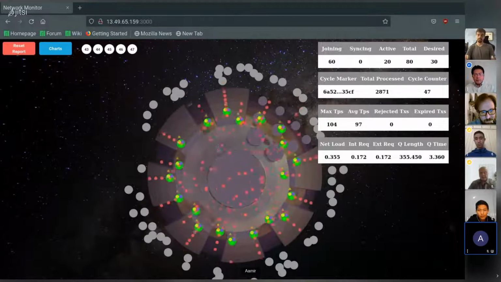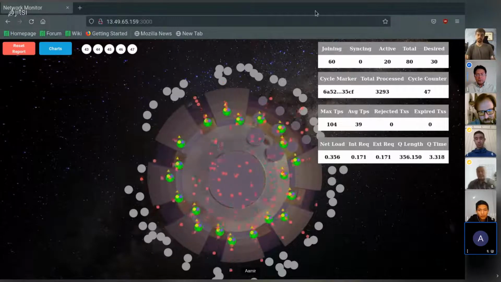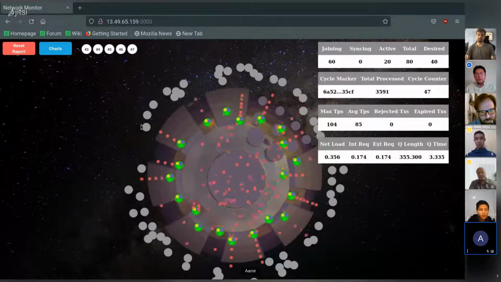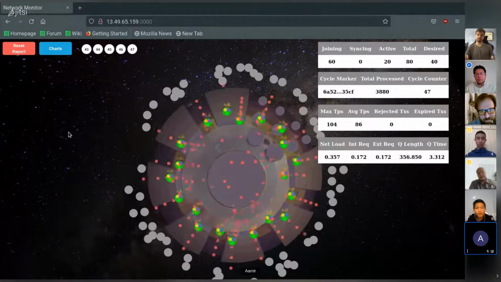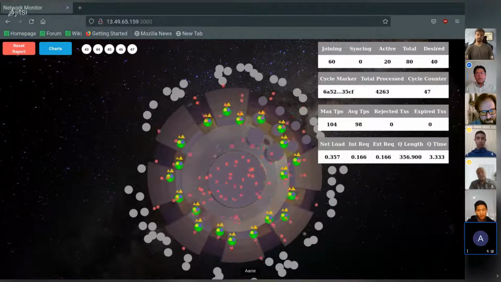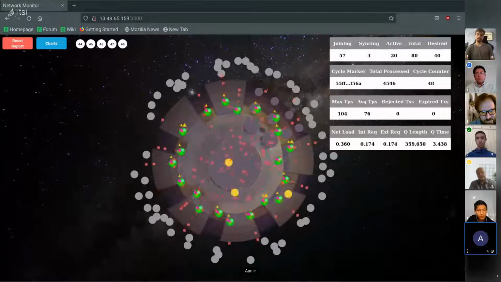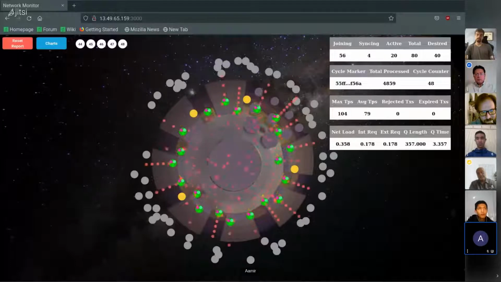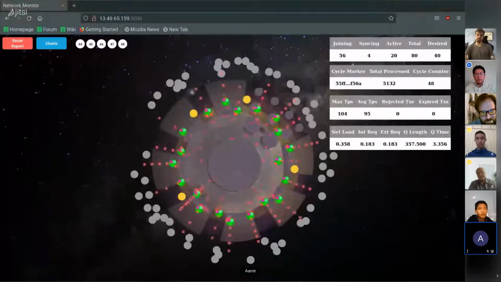So basically, each dot here on the screen represents a different server on AWS. We're using T3 mediums for the servers. So each of those servers has 2 CPUs and 4 GB of RAM. And they're distributed across 20 different data centers around the world.